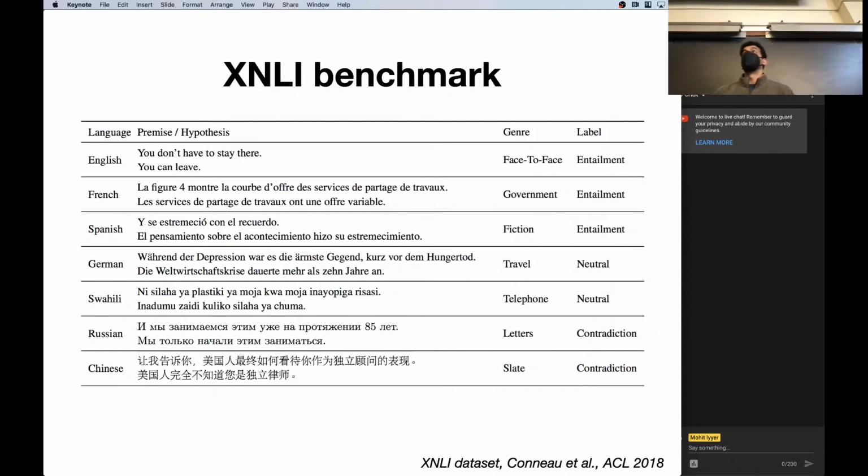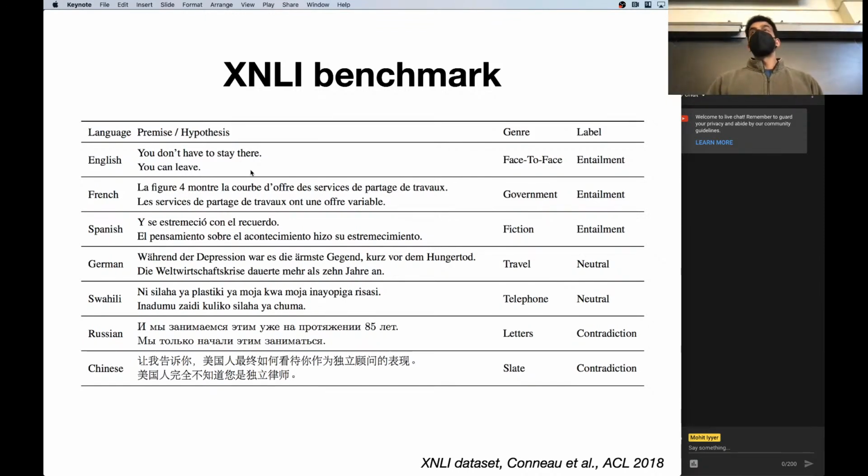Okay, so we'll look at two benchmark data sets that allow us to test the model's ability to perform this kind of zero-shot learning. The first is XNLI. So this is a cross-lingual textual entailment data set. Here are some examples from the data set. You can see that it has English. So here you have two sentences. You don't have to stay here and you can leave. And this task is a three-way classification problem. So you have to say if the second sentence entails the first one, or if it contradicts the first one, or if they have a neutral relationship.